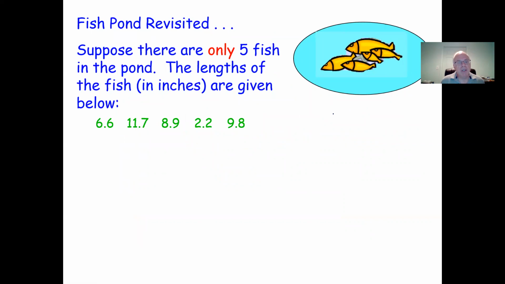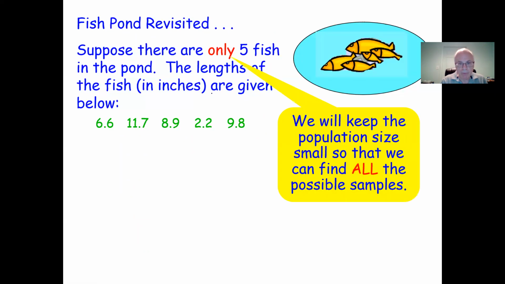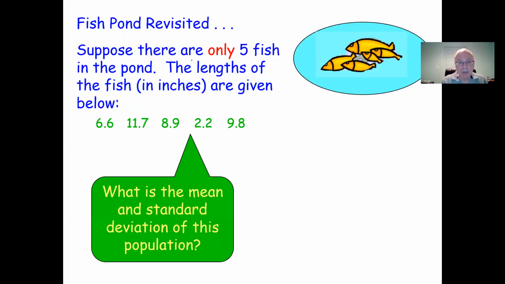Now, to make this easy, what we're going to do now is find another pond that only has 5 fish in the pond. So there's 5 fish now instead of 20 fish. That's our population. We're doing this as an illustration so that we can actually do some calculations with this. Now the lengths of the fish are given below: 6.6 inches, 11.7 inches, 8.9 inches, 2.2 inches, and 9.8 inches. So that's our population, all right?